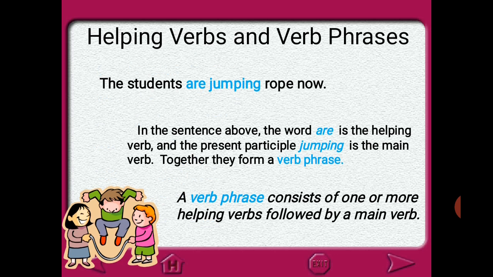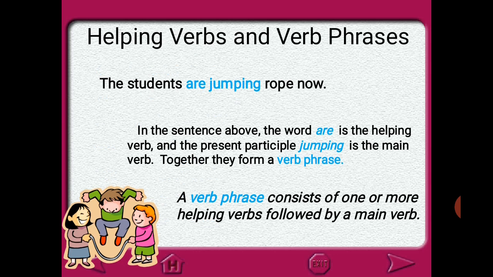And what I was going to explain through an example about helping verbs, see this example. The students are jumping rope now. Jumping is the action, the main verb. Are is a helping verb. In this sentence, the word are is the helping verb and the present participle jumping is the main verb. Together they form a verb phrase. So helping verb plus main verb form a verb phrase.